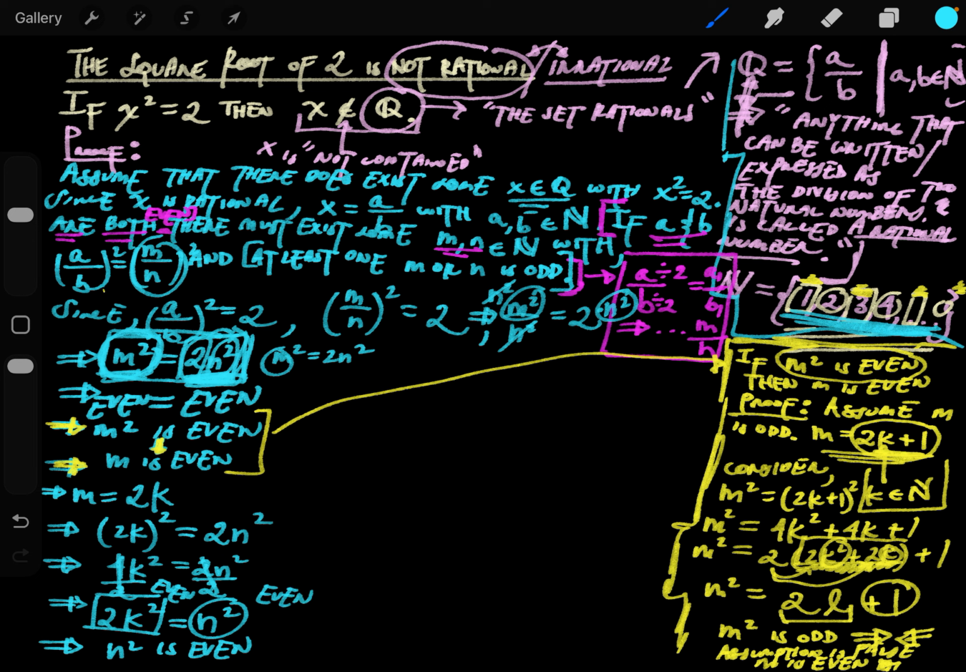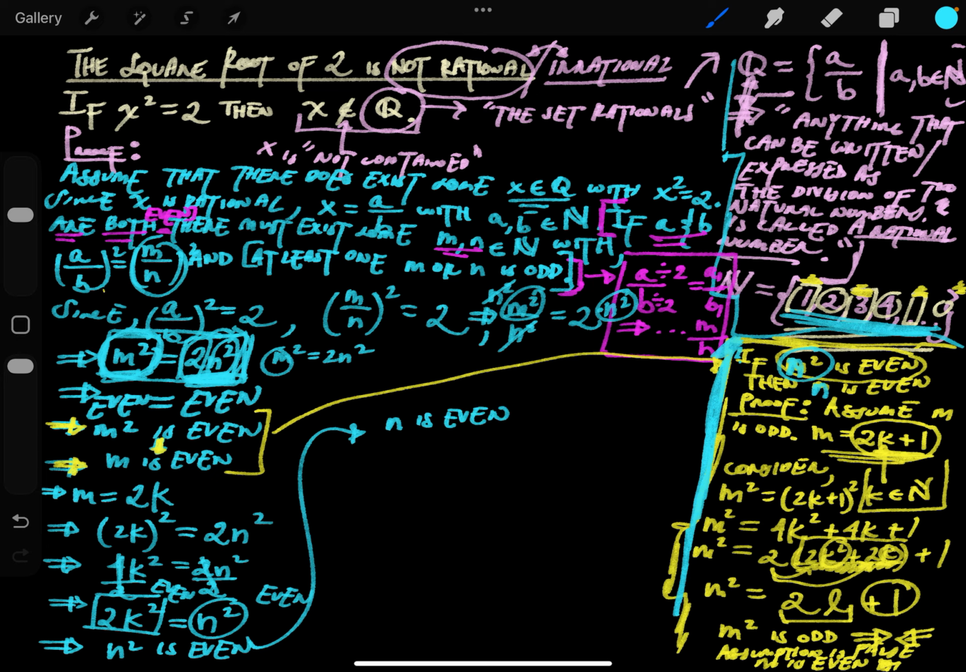And then if n squared is even, from this logic in yellow, where m squared is even, call it n, n squared is even, so n must be even. So I have n is even. And now I have a contradiction because n is even and m is even, but at least one of m or n must be odd. So you have the contradiction.